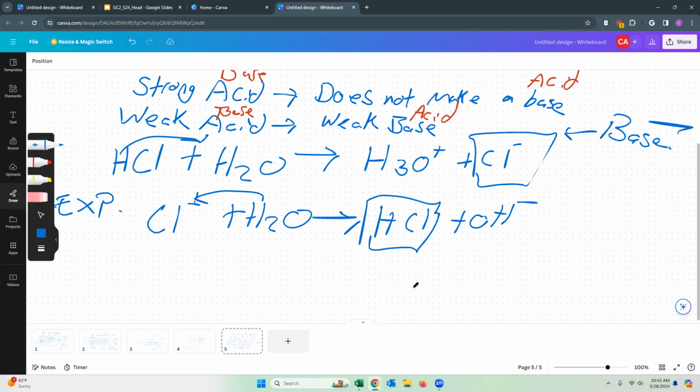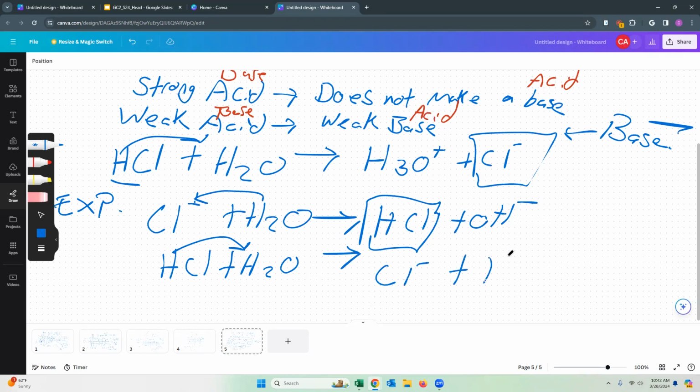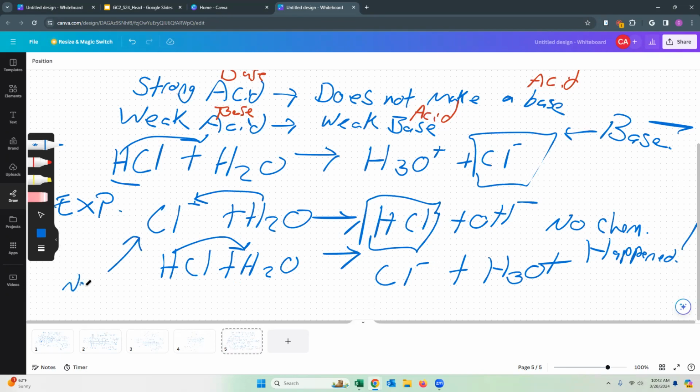HCl. As soon as you create HCl, remember what HCl is? It's a strong acid. So this will happen immediately, that HCl will react with a different water molecule to recreate Cl minus plus H3O plus. So in essence, no chemistry happened with Cl. Cl minus is not a base. It can't. Remember, a base takes a hydrogen from water. Cl minus would create HCl, which is a strong acid.